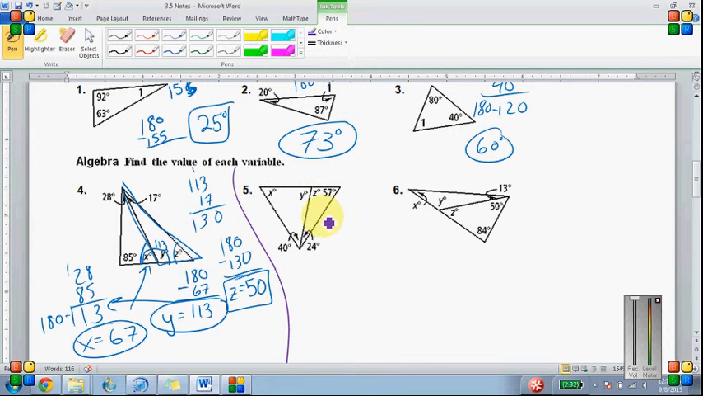Number 5, basically the same concept, so we'll start over here, because I'm only missing one angle in this triangle. So I add 57 and 24 together. I get 81. Whoops, we're solving for z. So when I subtract 81 from 180, I'm left with 99. So z equals 99.